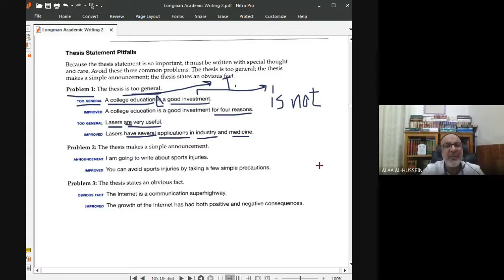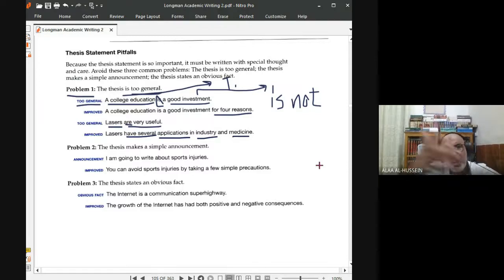Instead of saying lasers are very useful or lasers have several applications, we have to add something specific about the controlling idea. We have to state our thesis sentence more specifically. We have to be straightforward when we give our controlling idea. So we have to be straightforward about our specific idea, and express our specific idea directly to the reader.